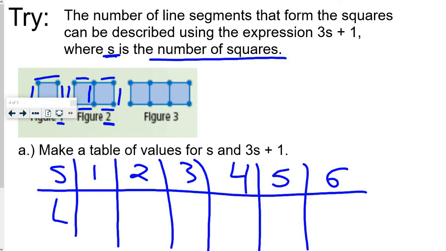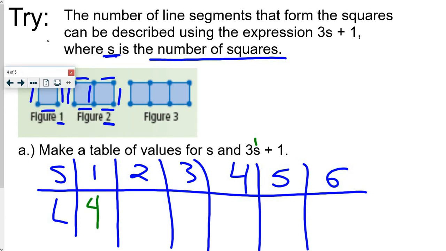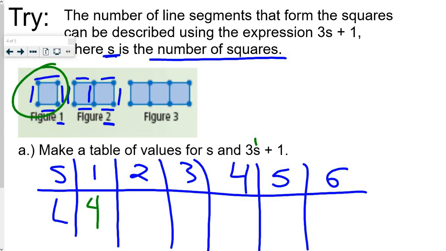So when we have 1, we know that 3 times s, and we're just substituting 1 right here. 3 times 1 plus 1, so 3 times 1 is 3, plus 1 is 4. And that checks out because up here we have 4 line segments. So 2, 3 times 2 is 6, plus 1 is 7. So again, it's going up by 3, which is what we're multiplying it by. And there's 7 up here. 1, 2, 3, 4, 5, 6, 7. So we know that there's 7 up here.